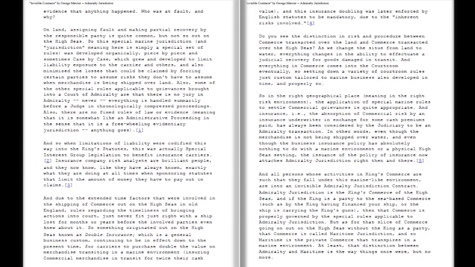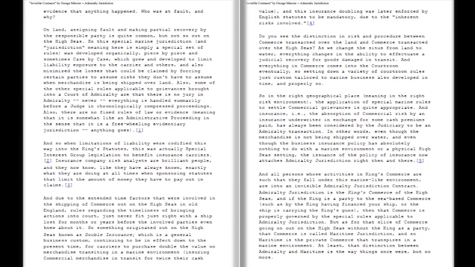4. Do you see the distinction in risk and procedure between commerce transacted over the land and commerce transacted over the high seas? As we change the situs from land to water, everything changes in the ability to effectuate a judicial recovery for goods damaged in transit. And everything in commerce comes into the courtroom eventually, so a variety of courtroom rules, just custom tailored to marine business, also developed in time, and properly so. So in the right geographical place, meaning in the right risk environment, the application of special marine rules to settle commercial grievances is quite appropriate.